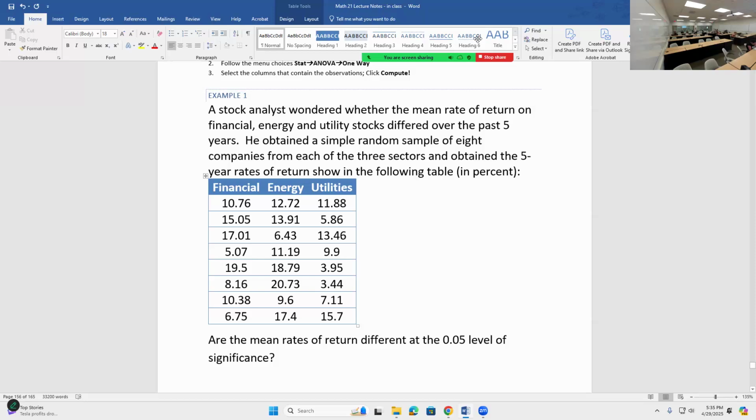Remember, this is what we're gonna do. And we're gonna write in a little bit on our paperwork. Our H naught is mu1 equals mu2 equals mu3.